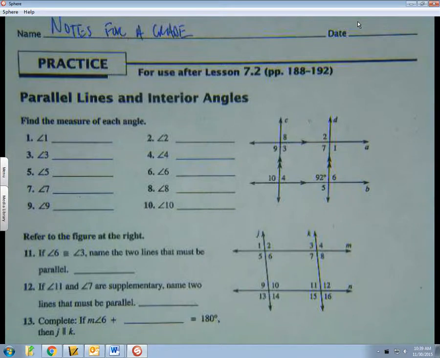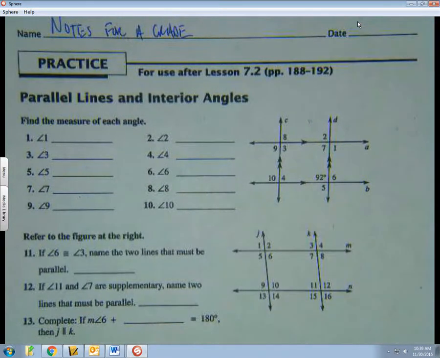Today we're going to do some parallel lines and angle type practice and notes. So make sure you get everything down that we're getting down here. You'll get a grade on this, so keep up.